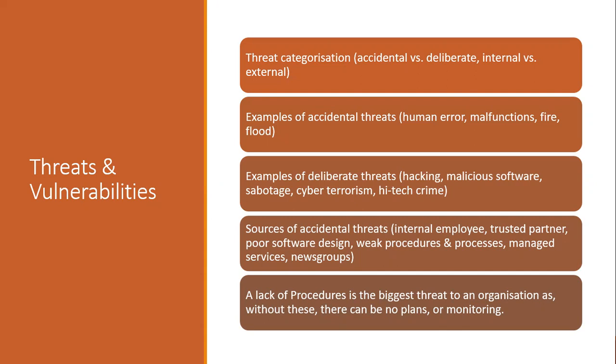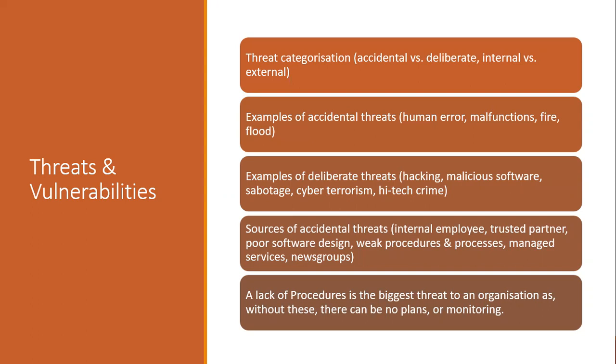We can categorize our threats. We can say we will face accidental threats and deliberate threats, internal threats and external threats to our information security landscape. Some examples of accidental threats include human error, which is a real common issue within the workplace. Human error, where someone accidentally exposes confidential information. Malfunctions, fire, flood. These are all examples of accidental threats. Deliberate threats include hacking, malicious software, sabotage, cyber terrorism, high-tech crime, money laundering.